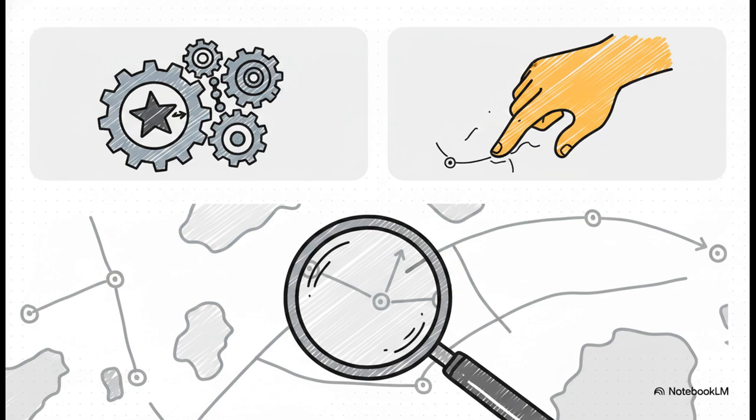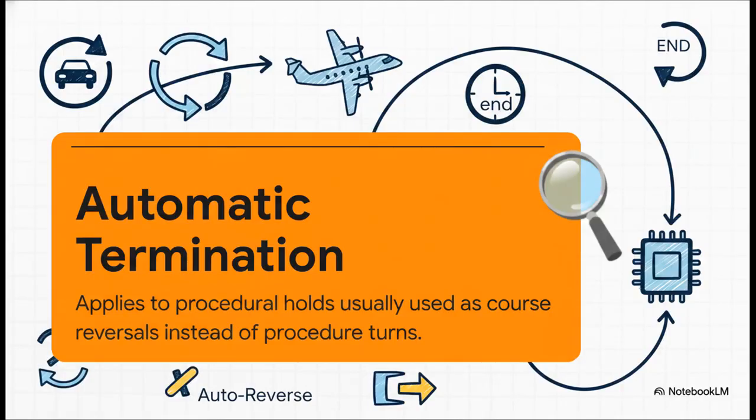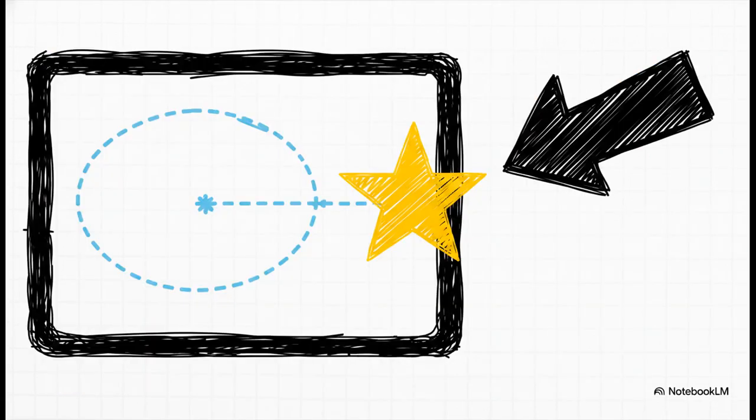Let's zero in on when automatic termination actually kicks in. Automatic termination specifically applies to procedural holds that are usually used as course reversals rather than procedure turns. Here is your memory trick for this rule, and it's a great one. Auto reverse. Just lock that phrase in, auto reverse. If you're using the hold to reverse course, the FMS knows it needs to automatically terminate once that maneuver is wrapped up.